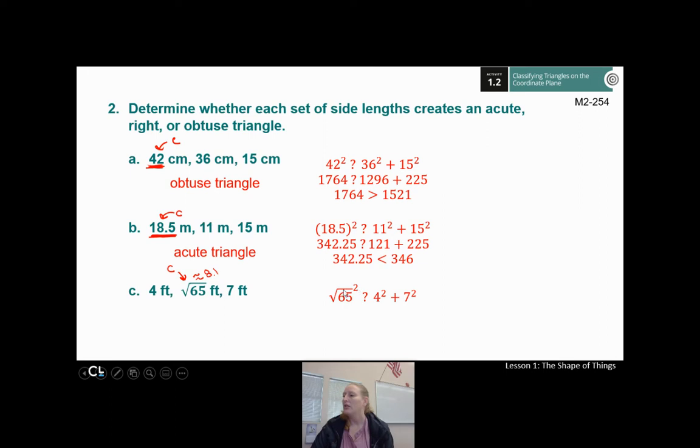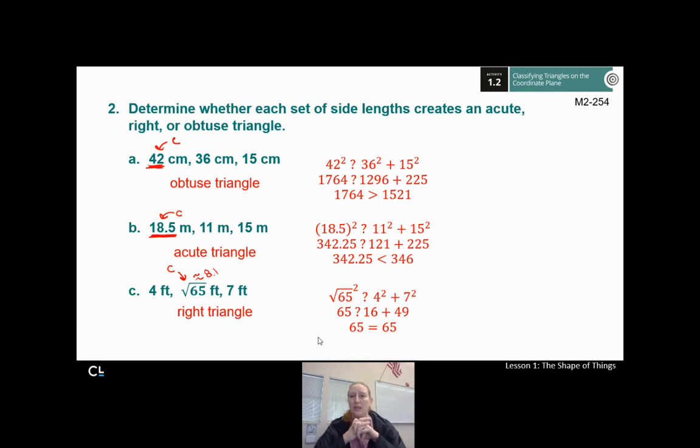Well, we know that squares and square roots cancel each other out. So the square root of 65 squared is just plain 65. And of course, 4 squared is 16, and 7 squared is 49. And again, you can use your calculator. 16 plus 49 gives us 65. 65, it's perfect. It's just right. So because our c squared equals our a squared plus b squared, we are dealing with a right triangle. So I find that I like using this way to figure out what kind of triangle it is based on its angles.